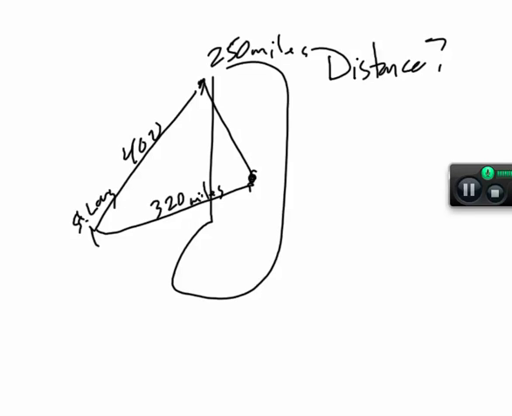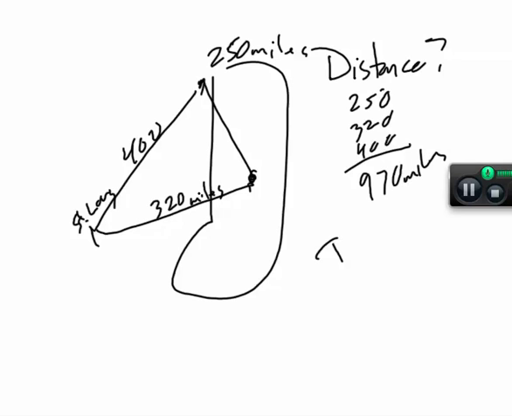So we just say, okay, let's do 50 plus 320 plus 400. That's going to give us 970 miles. Good. Now, on the other hand, what's the displacement? Well, displacement, by definition, is distance from your starting point. So displacement is going to be 0, because you're right back where you started.